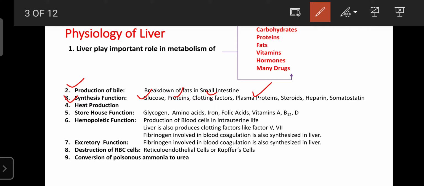So the liver is also involved in the synthesis of cholesterol or steroids, and also heparin and somatostatin. Somatostatin is the anti-growth hormone. So it is also secreted from the liver. The pancreas also secretes somatostatin, and the liver also secretes somatostatin, which is considered an anti-growth hormone. And here the liver also secretes heparin.